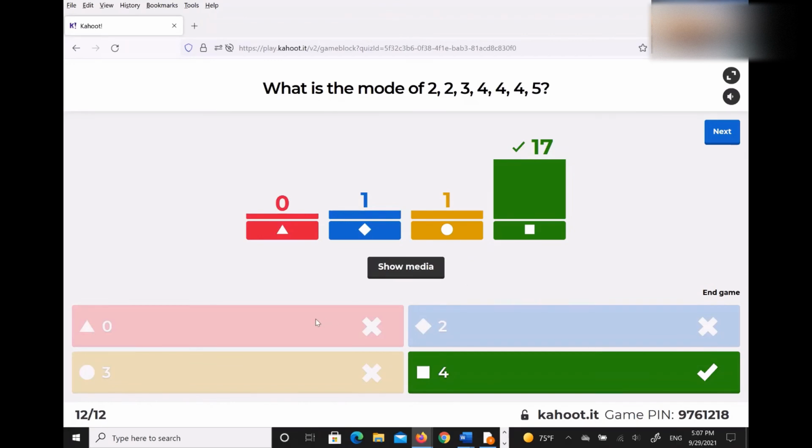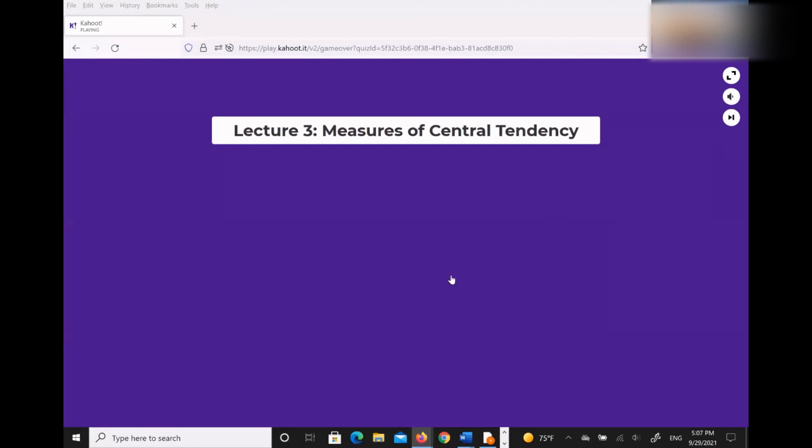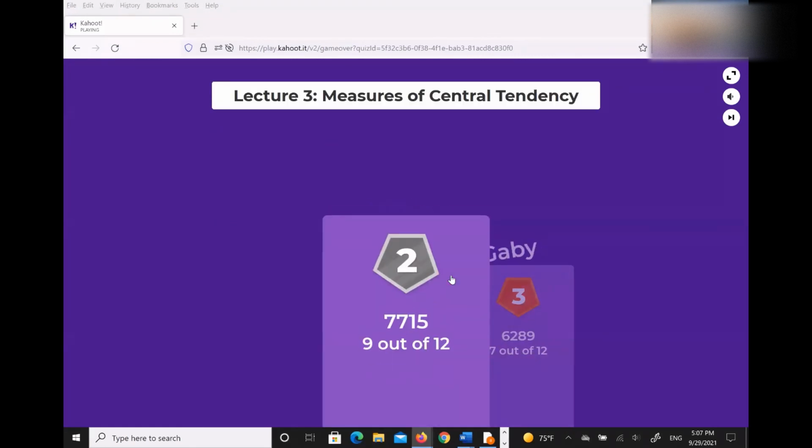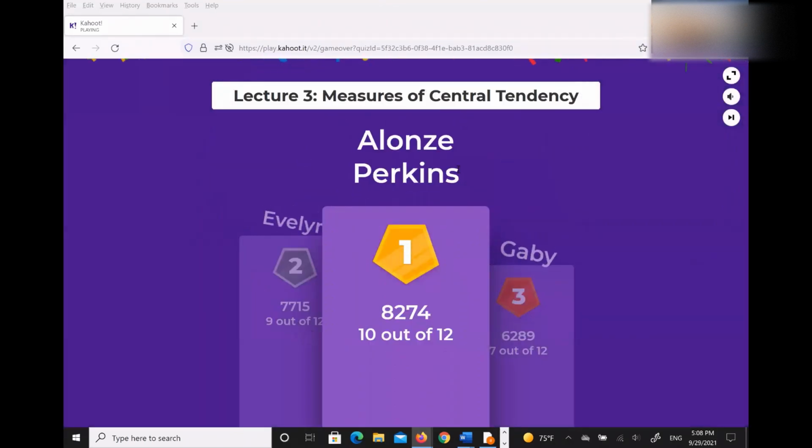All right. Any questions about this before we move on to the next one? Right, if not, then let's check to see who are the winners here. All right, Gabby is in 3rd place. 2nd place, Evelyn, and number 1, I guess, Alonso. Yeah.